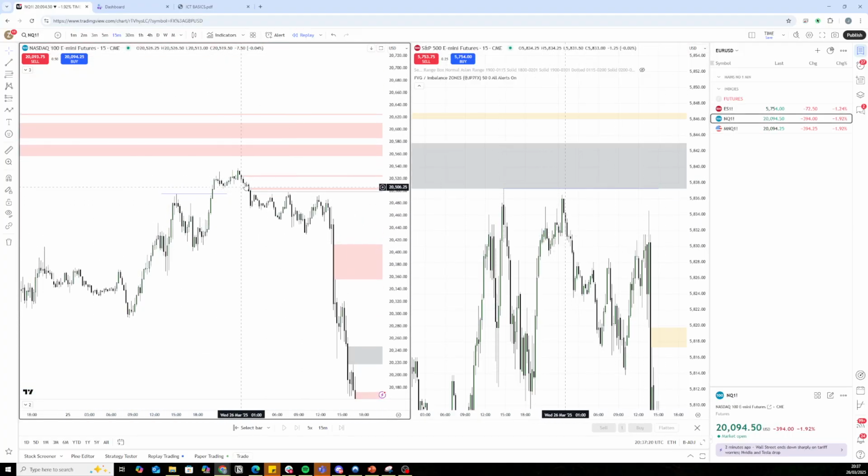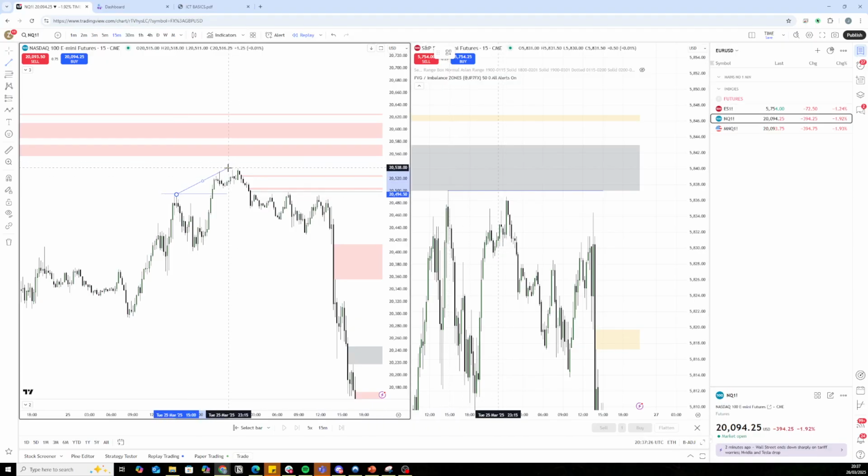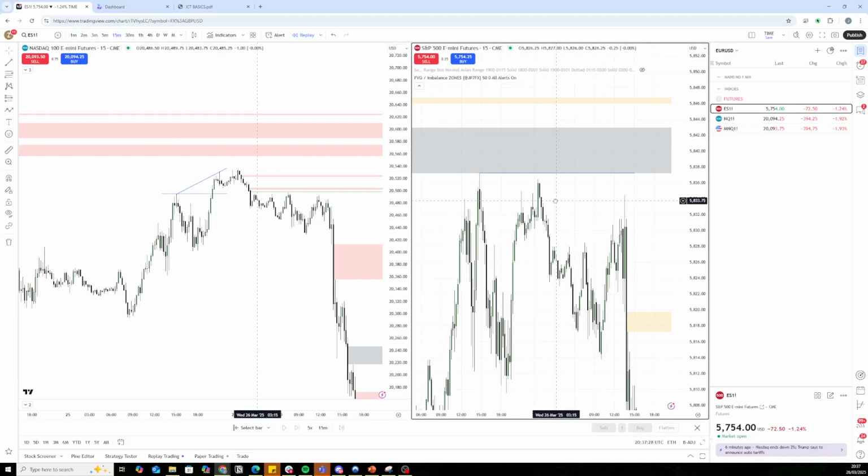But NQ takes out that high. ES doesn't. That's SMT, okay? So NQ takes out the high, ES doesn't. There's a crack in the correlation, okay? They're no longer correlated. There's a crack in the market in that. Does that make sense? And it only works in correlated assets.